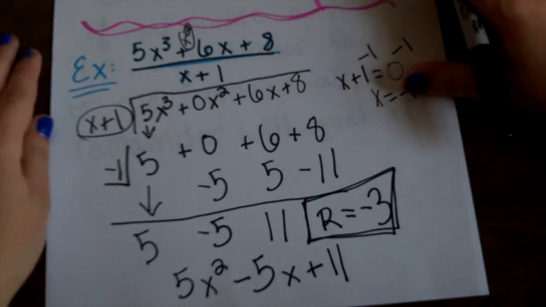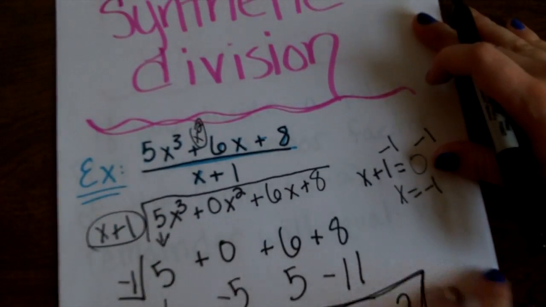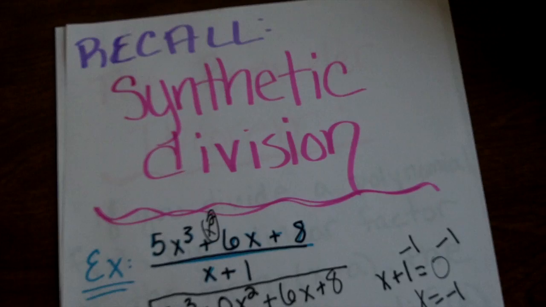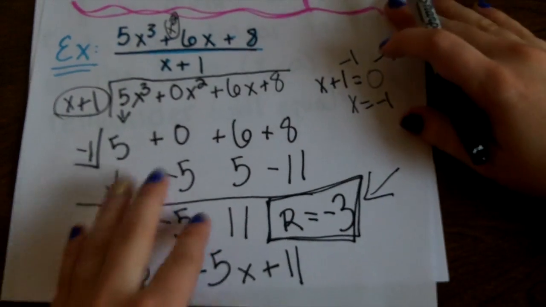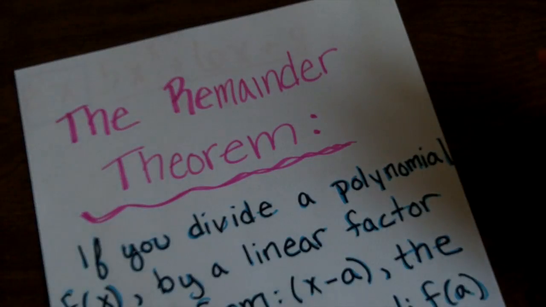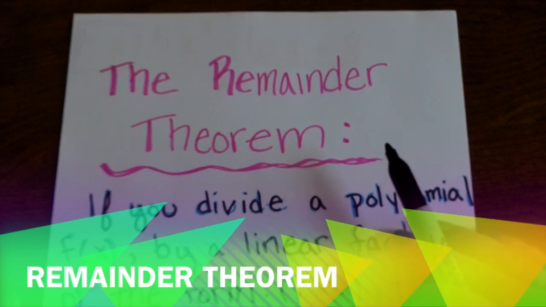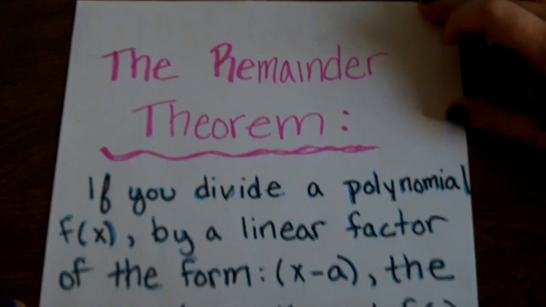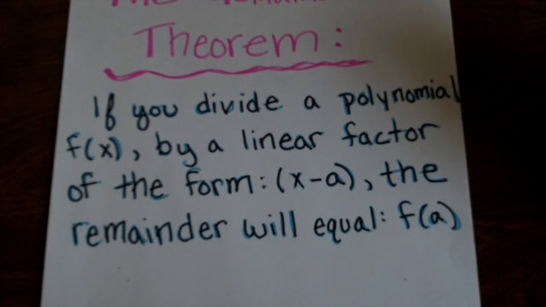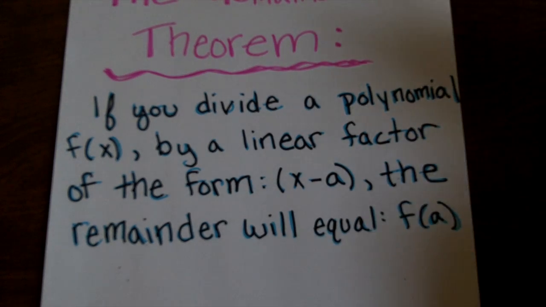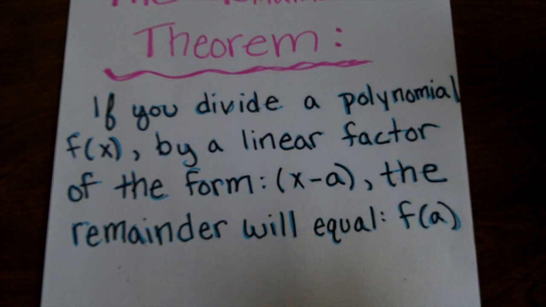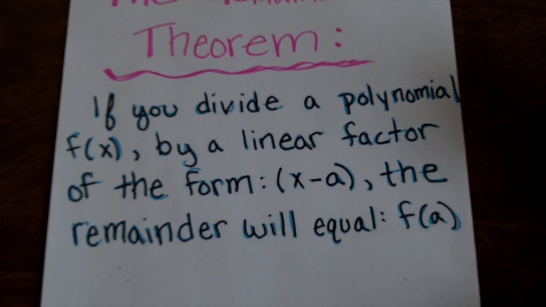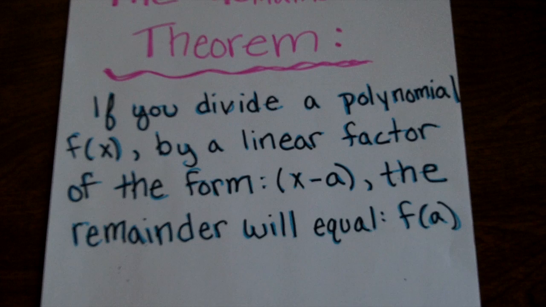Now, if you remember from me saying before that our next topic is the remainder theorem, we're going to be looking at the remainder. So let's look at the definition of the remainder theorem. The remainder theorem states that if you divide a polynomial f of x by a linear factor of the form x minus a, the remainder will equal f of a.